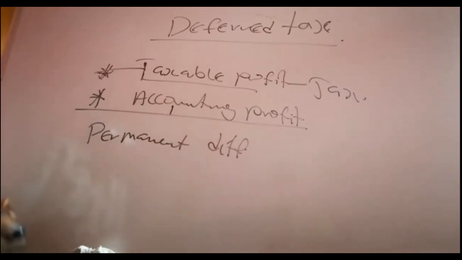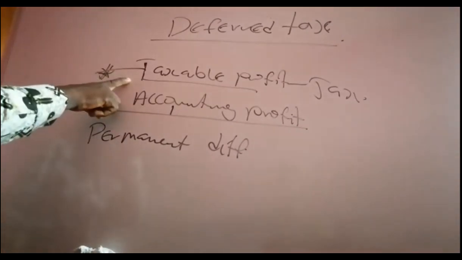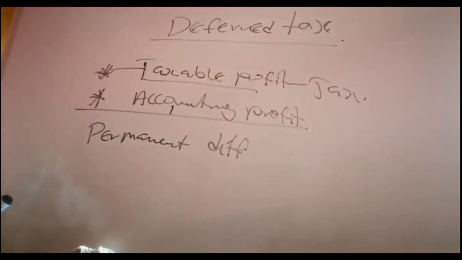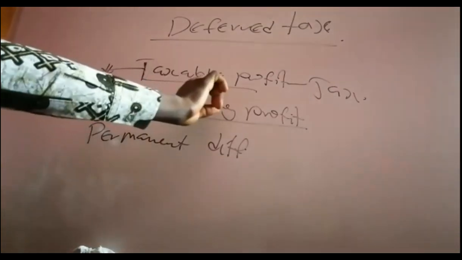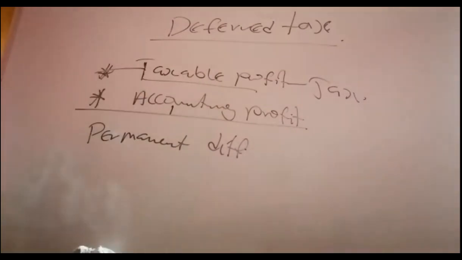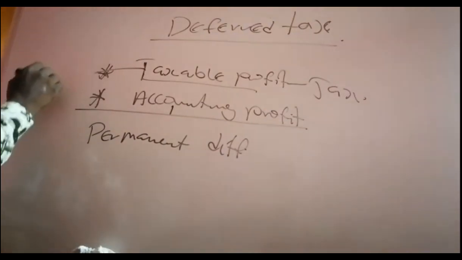Great. Now, permanent difference is the one-off item that causes a difference between the taxable profit and accounting profit due to what? Due to the fact that one party accepts and one party ignores. Good. So any transaction that is allowable by the tax authority, but the accountant will not record it, creates what? A permanent difference.